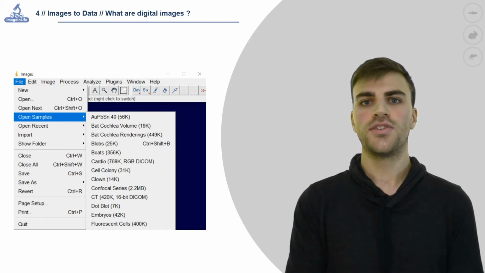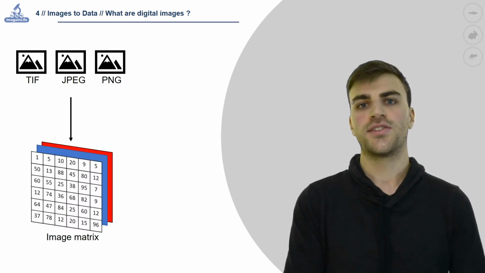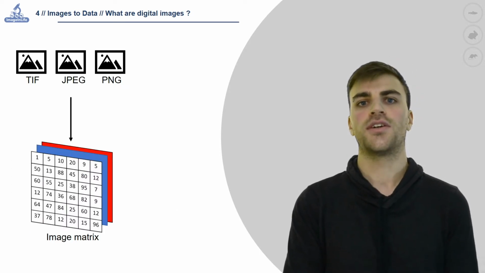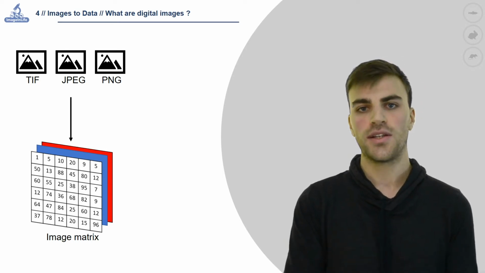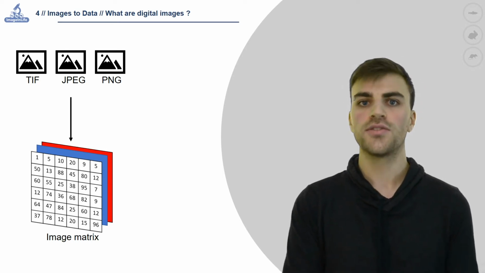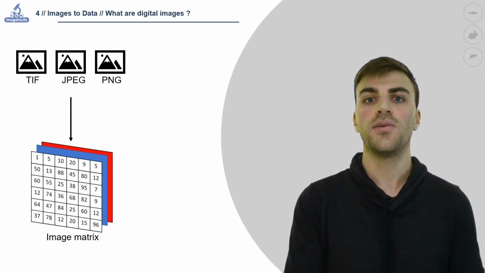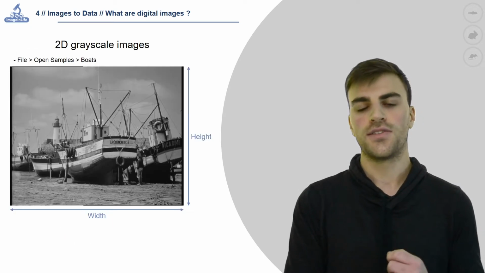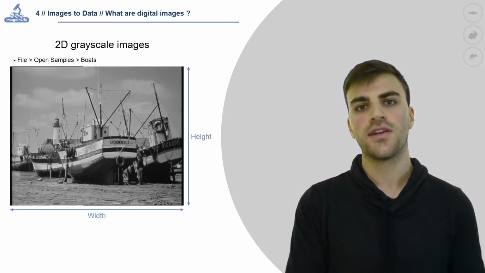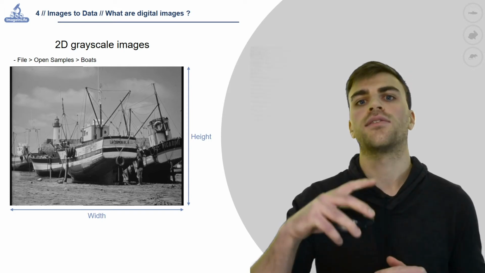As you know, digital images exist in a variety of formats on your computer, like TIFF, JPEG or PNG, each of them suitable for a particular application. Ultimately, all digital images can be visualized as a multidimensional grid of pixels, named the image matrix. Let's look at an example image. This image is a 2D grayscale image. It has two dimensions, the width and the height.